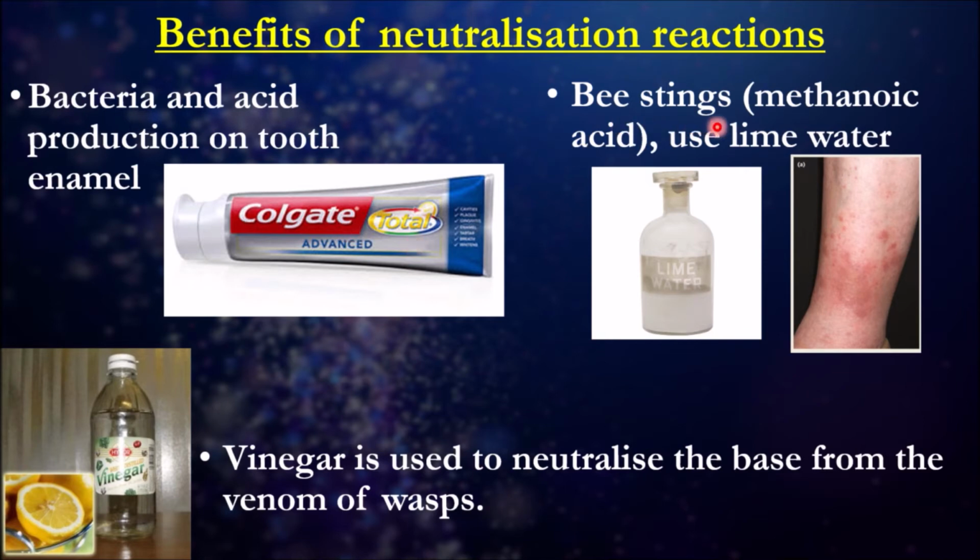We have bee stings, which inject an acid called methanoic acid. You can actually use lime water to help neutralize it. Lime water is a base, calcium hydroxide, and so that's what you get there. We have wasp stings. Wasps actually inject a venom that's highly basic, so it has a pH higher than 7, and you can use acid to neutralize it like that.